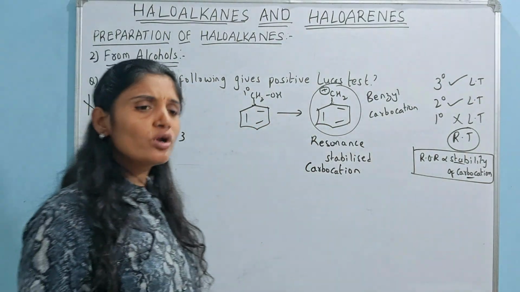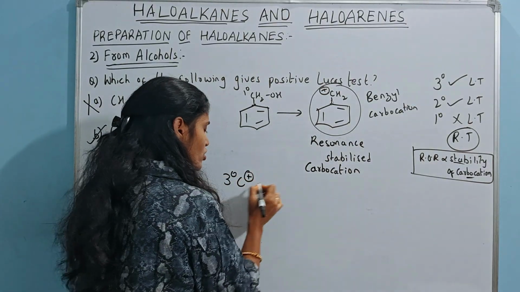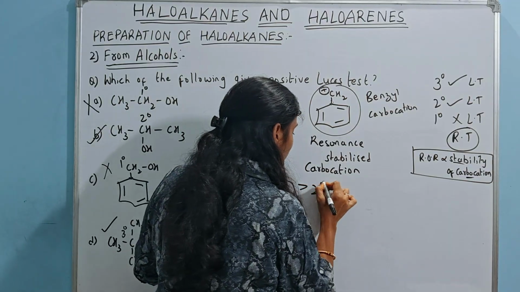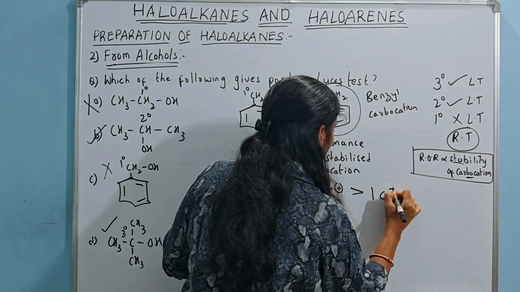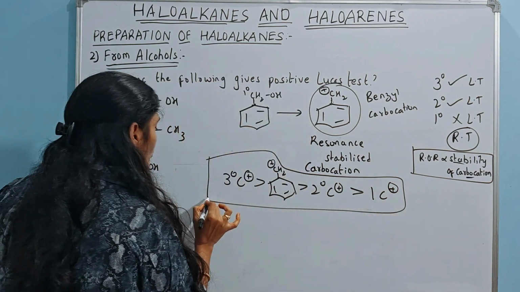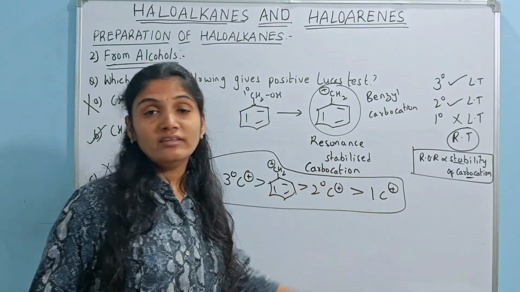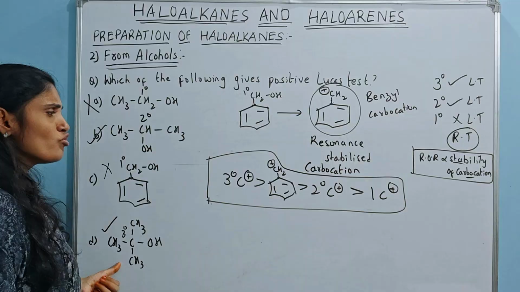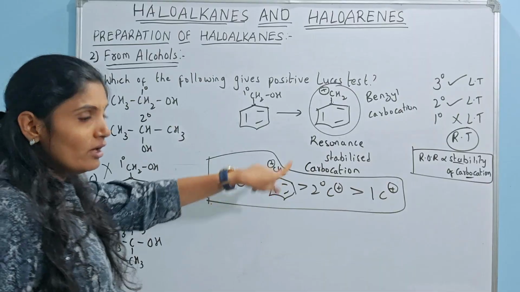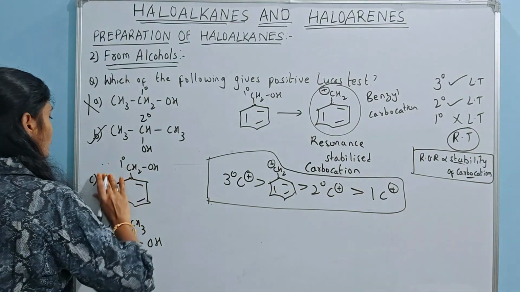Now in general, if I talk about the carbocation stability here, tertiary carbocation will be the most stable one. Then comes my benzyl carbocation. Okay, then comes my secondary carbocation, and then comes my primary carbocation. So this is the order of stability of various carbocations. First will be your tertiary carbocation, then benzyl carbocation, then secondary, and then primary. So you should not ignore the resonance stabilized carbocation. Because the carbocation is resonance stabilized, the reaction rate will be pretty good, giving positive Lucas test.